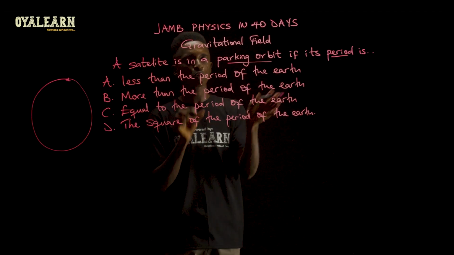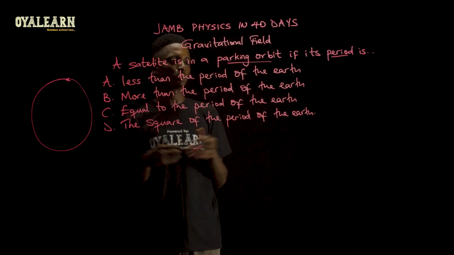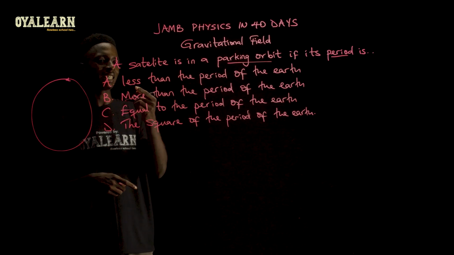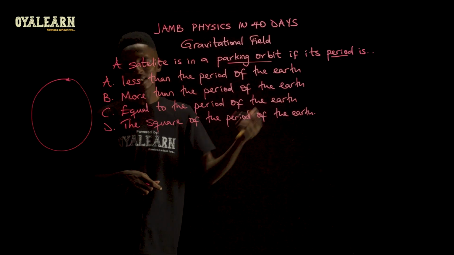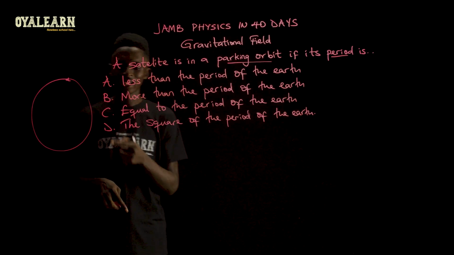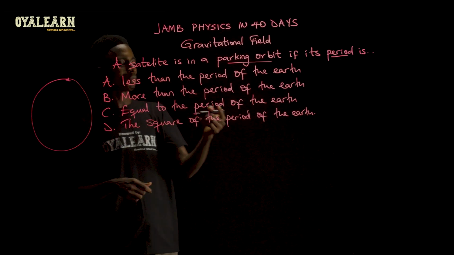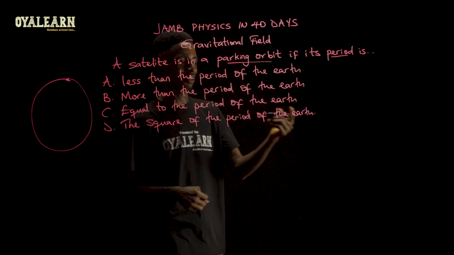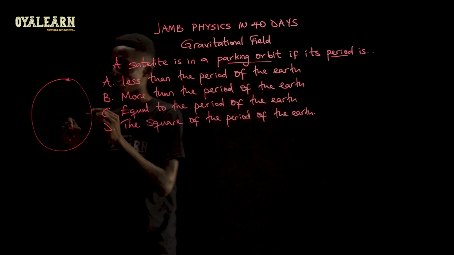So now, looking at those two, let's find out which of these options would be correct. Option A says that the period is less than the period of the Earth. B says more than the period of the Earth. And C says equal to the period of the Earth, while D says the square of the period of the Earth. Now back to this diagram.